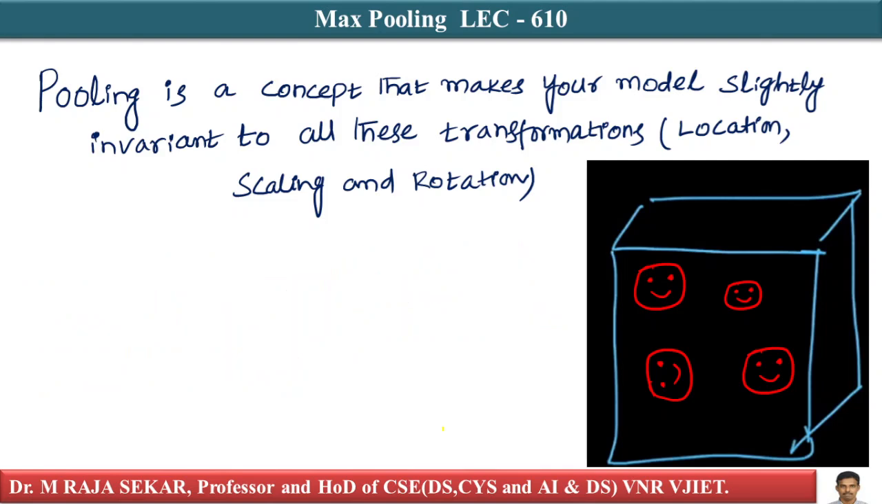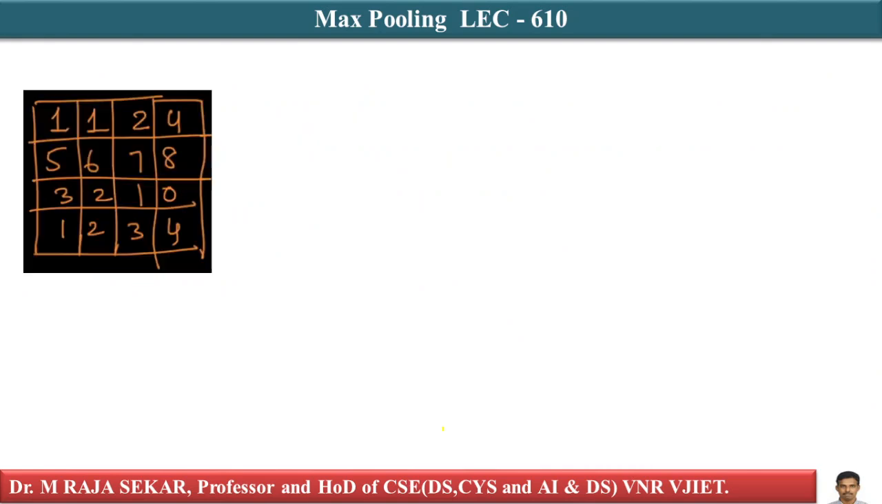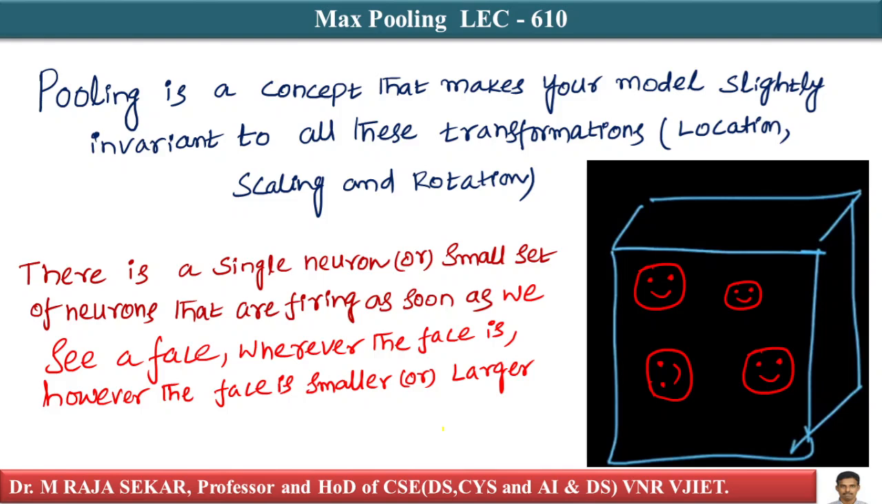So there is a single neuron or small set of neurons that fire as soon as they see a face, wherever the face is, however smaller or larger. That is what happens in biology. So people said, can we somehow replicate what is happening in biology, in mathematics, or in a CNN? That is the inspiration for pooling, and the way pooling works is very simple.